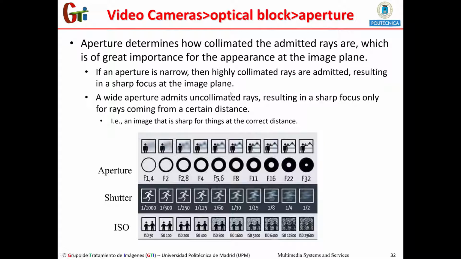The aperture not only determines, as expected, the quantity of light incoming to the video sensor, but also has implications in how collimated the admitted incoming rays are. And this is very important regarding the image composition. The appearance of the objects in the image relates to this, because the objects can be more sharp or less sharp depending precisely on the diameter of the aperture.